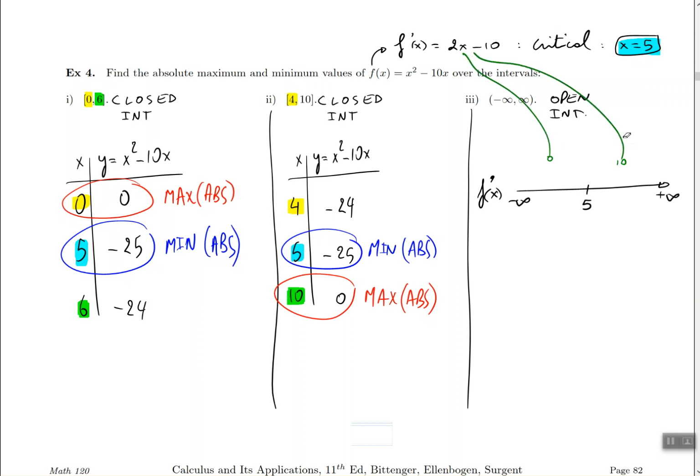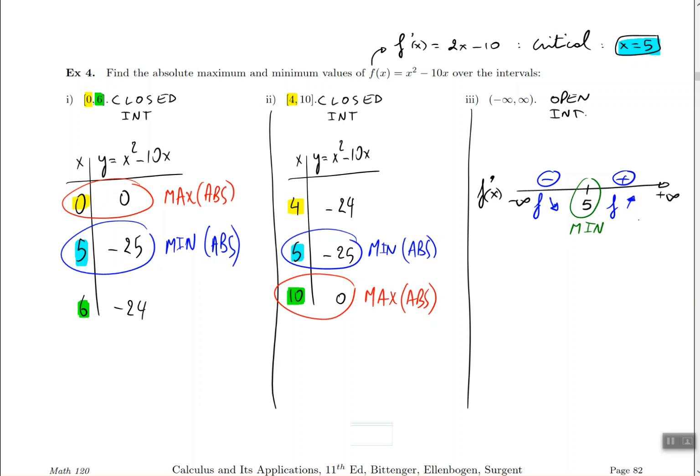When 0 goes into the derivative, we end up with negative 10. So the answer is negative, which means the function is going down. And when 10 goes into the derivative, we get positive at the end, which means the function is going up. So f(x) is going up. What does that mean about the number 5? The number 5 is, in this case, what we call a minimum. So this is a minimum.